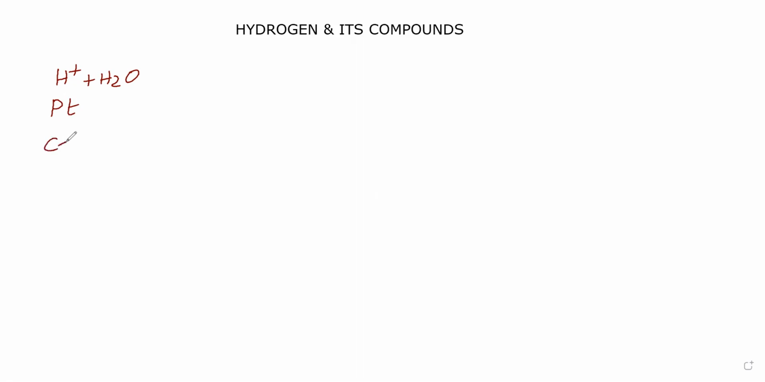At the cathode, what reaction takes place? We will see. Water goes to the cathode. Cathode means reduction takes place. At the cathode, reduction is possible. Therefore, water takes an electron. This water we can write like this.